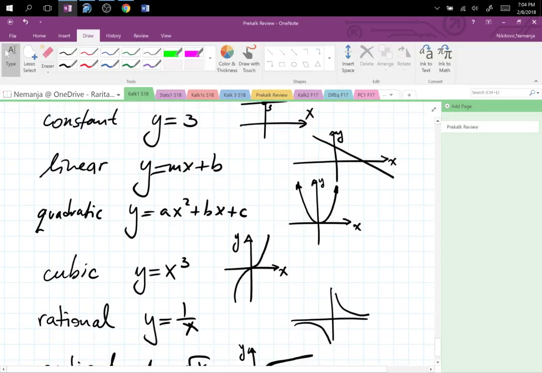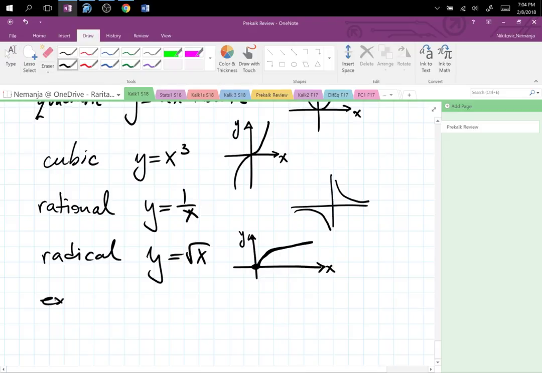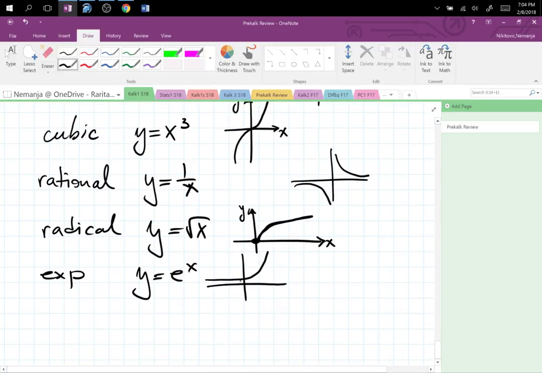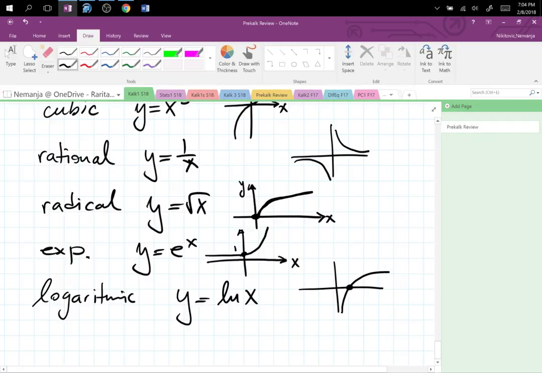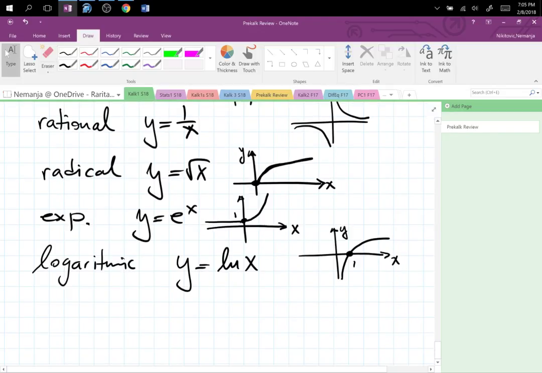So constant, linear, quadratic, cubic, these are all polynomials. All right, exponential. We can go with e to the x, but obviously any other base is fine. Going through 1. Logarithmic. I'll just do ln x, but then again, any other base is fine. Going through 1. So these are all default basic functions.